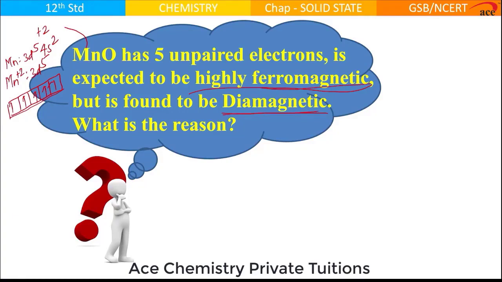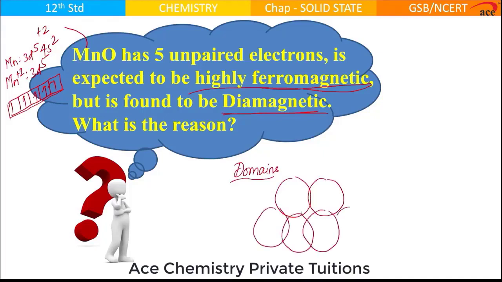What is the reason? So the reason is given by the concept of domains. Now what is a domain? A domain is a cluster of various atoms with a similar type of spins. These are different atoms which spin in the same direction. Well, this is another domain with electrons having spins in the same direction. This is another domain with different direction spins. So this is domain 1, domain 2, domain 3.